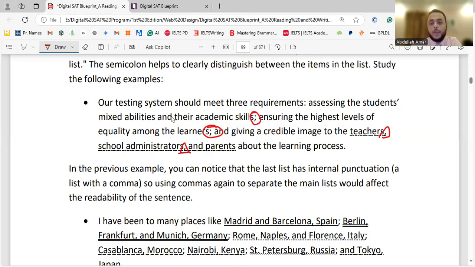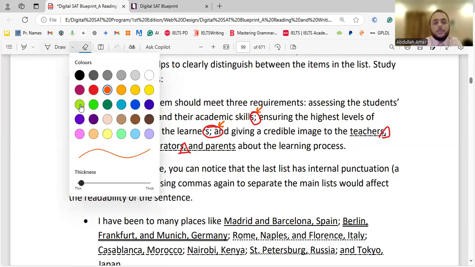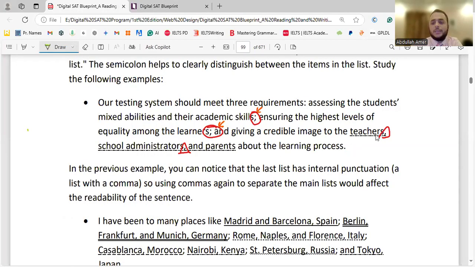So why do we call it like that? Because we have here 2 lists. One main list, separated by semicolons, and a sublist, which is using commas, as in here: teachers, school administrators, and parents.